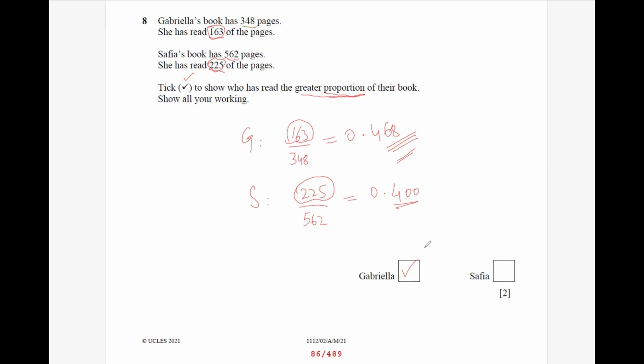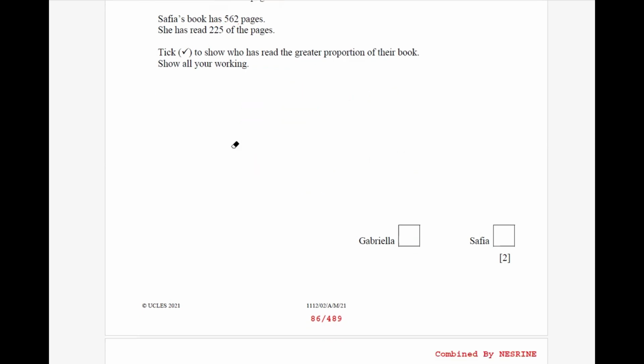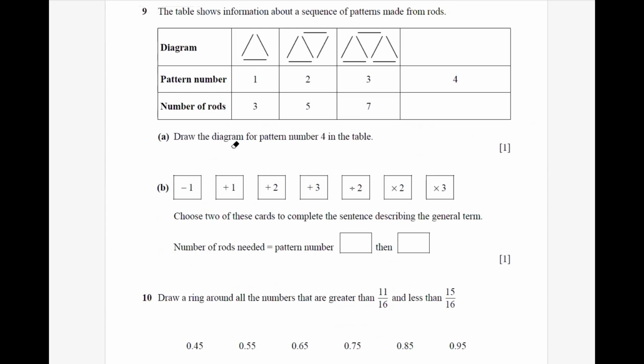Okay, then it is question number 9. This is a question from the topic sequences. The table shows information about a sequence of patterns made from rods: diagram, pattern number, and the number of rods. Pattern number 1 has 3 rods. Then in pattern number 2, the number of rods is 5. In pattern number 3, the number of rods is 7, and so on.